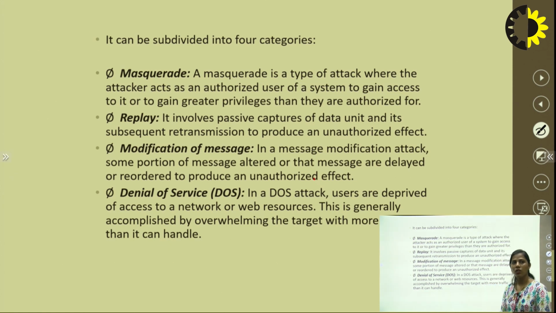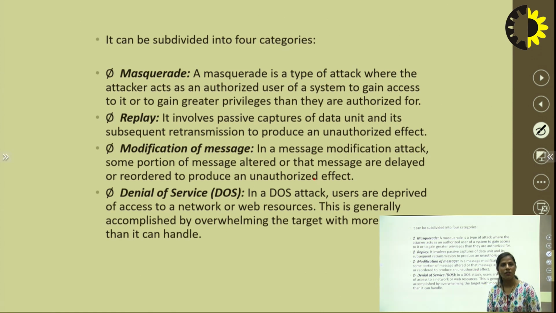In modification of the message, someone tries to access the particular data, or he or she can alter the data. That particular data can be altered in between. So the message can be delayed, or he or she just tries to reorder the particular data. So in modification of the message, if someone is transferring a message from one place to another, in between someone tries to access that information and modify that particular message.